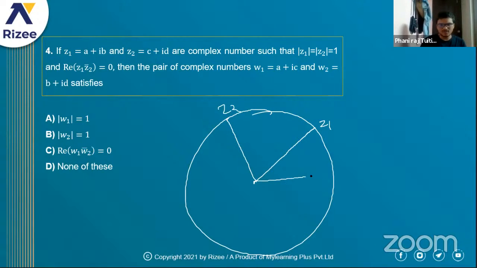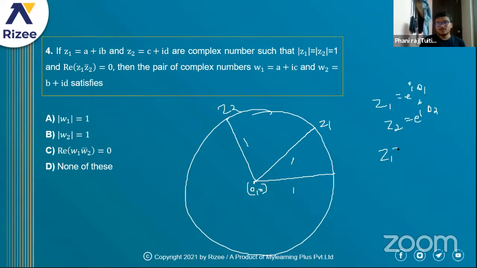That's what they say, no? The distance is 1. This is 0, 0. They said mod Z1 is 1, mod Z2 is 1. Okay, fine. If real part of Z1, Z2 bar equal to 0, let's see. So Z1 equal to say e power I theta 1, say Z2 equal to e power I theta 2. I mean, if this is the angle theta 1, this is the angle theta 2, let's say.